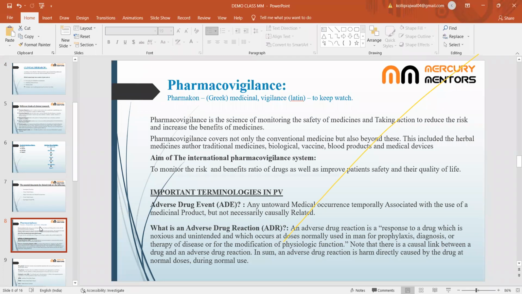Pharmacovigilance is the science of monitoring the safety of the medicines and taking action to reduce the risk and increase the benefits of the medicines. As we have seen the definition earlier also, so pharmacovigilance is the field which is mainly concerned with monitoring the safety of the medicines. Okay, so the main aim of this pharmacovigilance system is to monitor the risk benefit ratio, right? So it is really important for any drug to have more benefits than that of the risk, right?